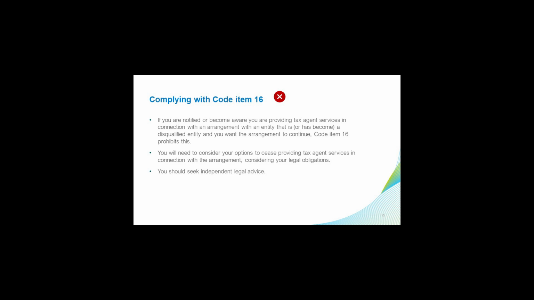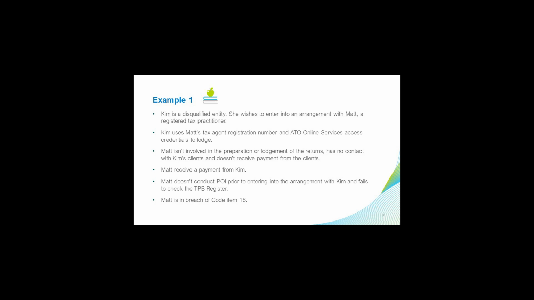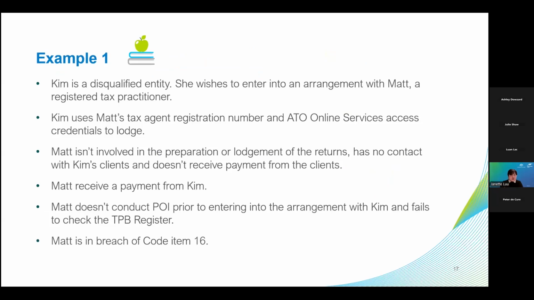In this case, we have a situation where we've got Kim, and Kim's registration was actually terminated by the TPB 9 months ago. And that's because Kim was not a fit and proper person. And so as a result of that, Kim is now a disqualified entity. Now, Kim wants to enter an arrangement with Matt, who's a tax agent, so that she can use Matt's access to the ATO's online services to lodge returns, for example.